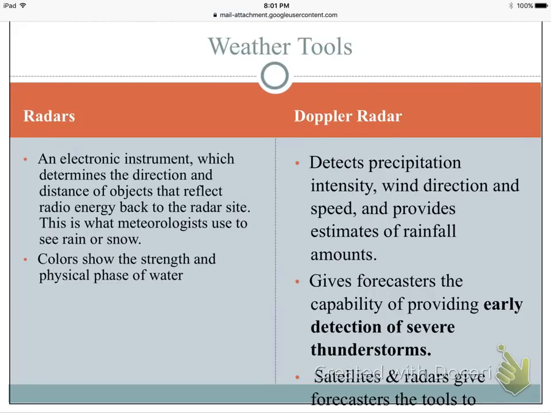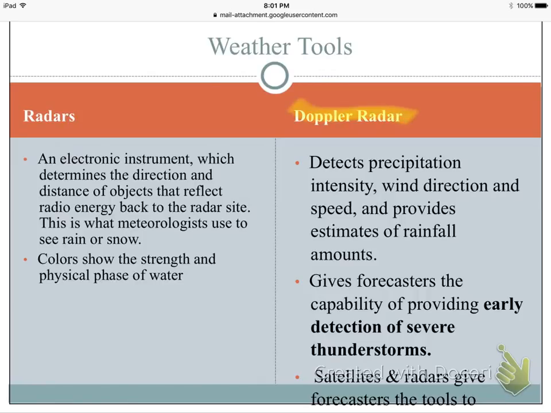We have several different types of radars and satellites, so you just need to know that a radar is an electronic instrument that's going to determine the direction and distance of objects. It's going to reflect radio energy back to the radar site, and that's what the meteorologists are going to use to see the different forms of precipitation and to kind of see how strong those things are going to be, whether it's just going to be light in some areas or stronger in others, whether it's going to be snow in some areas or come down as rain in others.